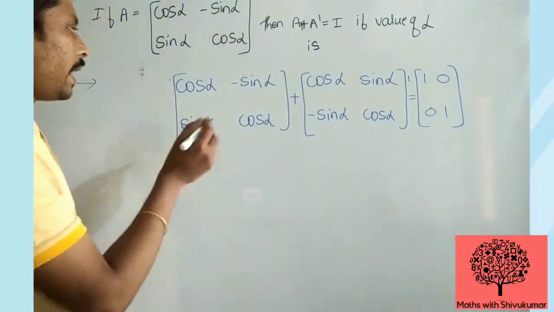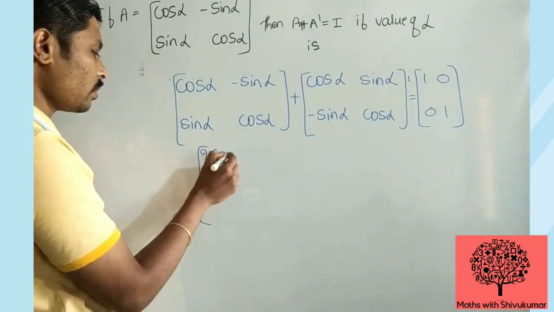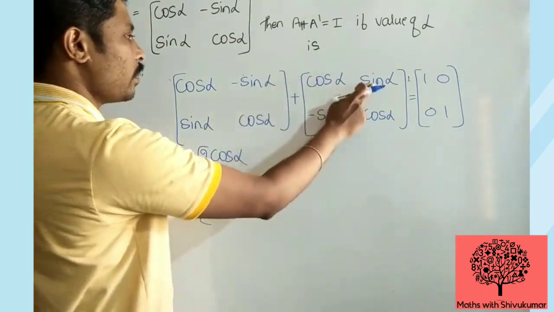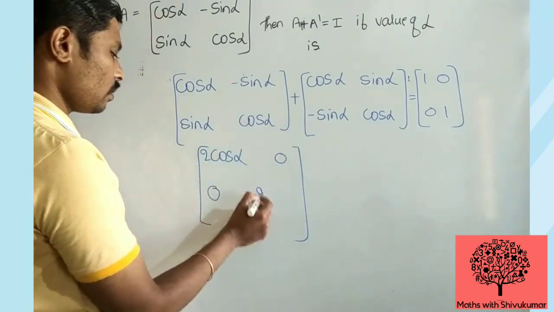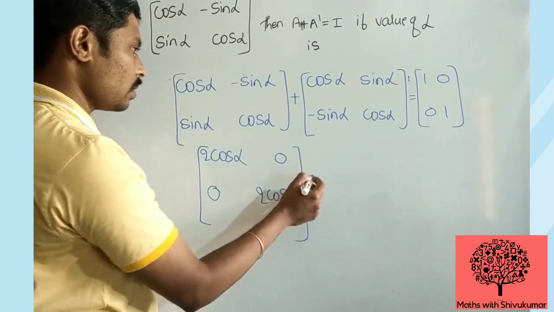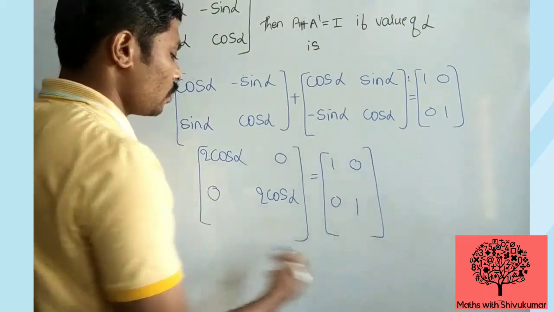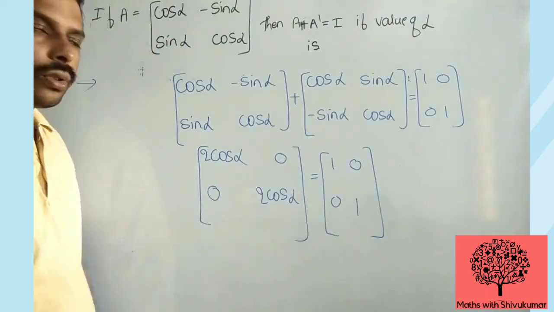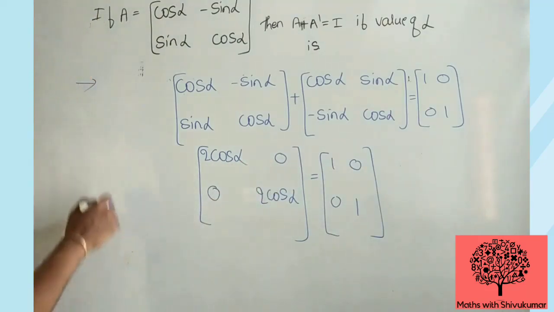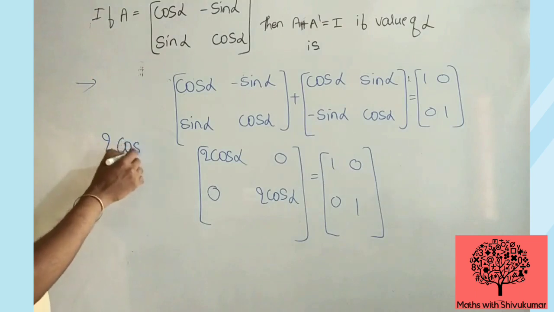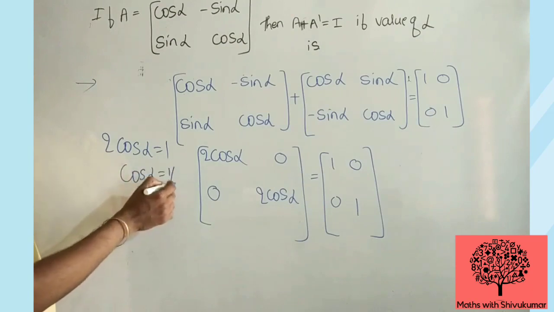Yes. Now add these. What will you get? Cos alpha plus cos alpha, 2 times cos alpha. Minus sin alpha plus sin alpha is 0. Which equals 1 0 0 1. So now both are 2 cross 2. We know if two matrices are equal, then corresponding elements are equal. Equate the corresponding elements. What will you get? 2 cos alpha is equal to 1. Cos alpha is equal to 1 by 2.